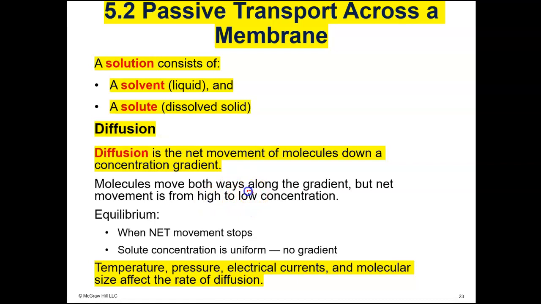And there are certain factors that affect how fast diffusion occurs, or the rate of diffusion. Temperature, for example: warm temperature will cause diffusion to occur at a faster rate. Higher pressure will cause diffusion to occur at a higher rate. Electricity will cause diffusion to speed up. And molecular size: the smaller the molecules, the faster that they will diffuse.